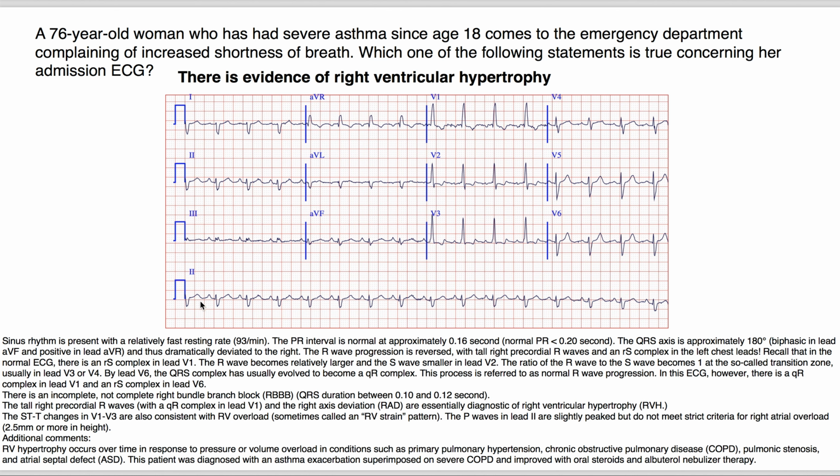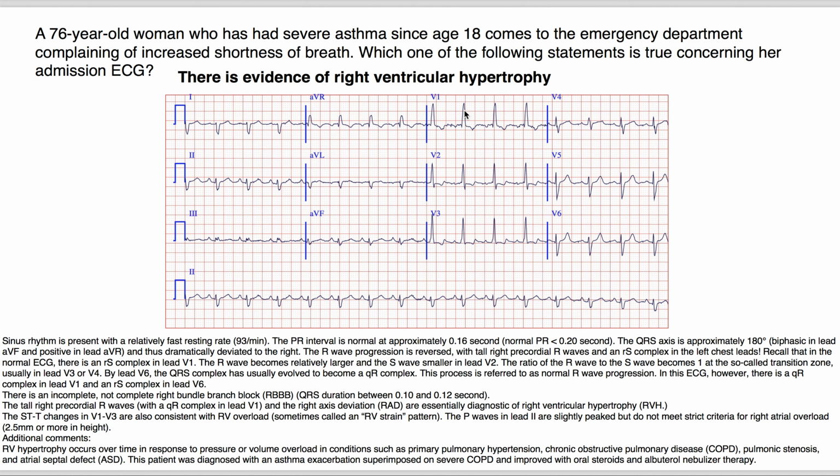We see a sinus rhythm with a relatively fast resting rate at about 93 beats per minute. The PR interval is normal at approximately 0.1 seconds, and the QRS axis is approximately 180 degrees. We see it's biphasic in lead aVF and positive in lead aVR, and thus dramatically deviated to the right.